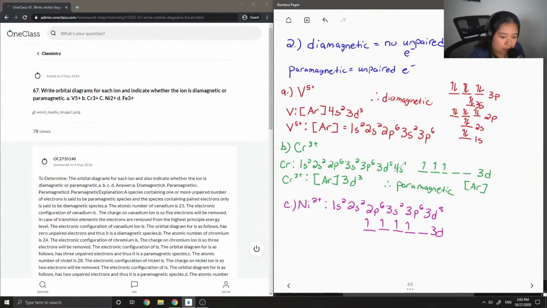So all the ones that are positively spinning, I'm going to draw out first. So that's 5. And then I'm going to draw in the last 3. And you'll notice there are 2 unpaired electrons. So therefore this is also paramagnetic.